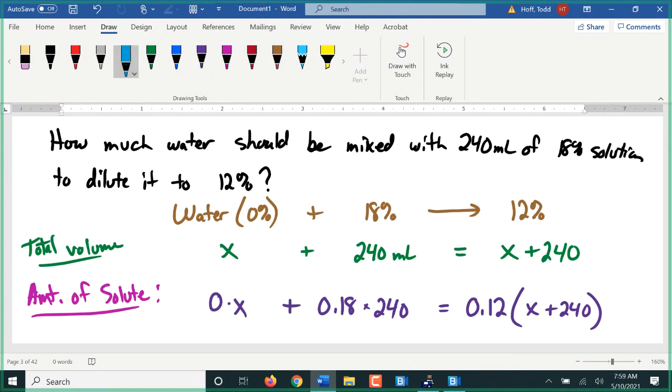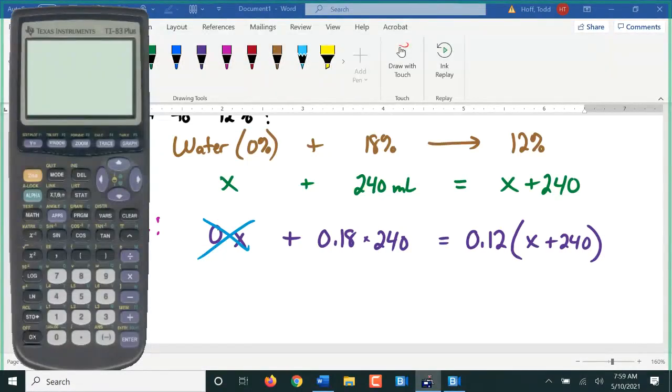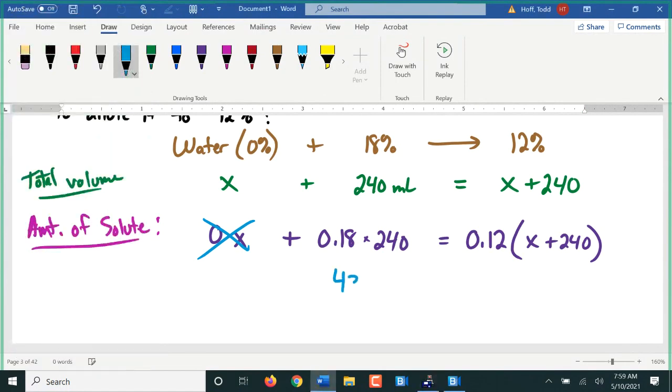As we go to simplify this, 0 times X, of course, is just 0. 0.18 times 240 is 43.2. 0.12 times X is 0.12X. And 0.12 times 240 is 28.8.